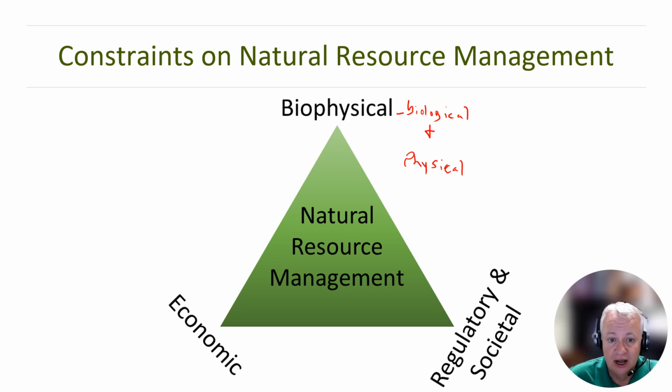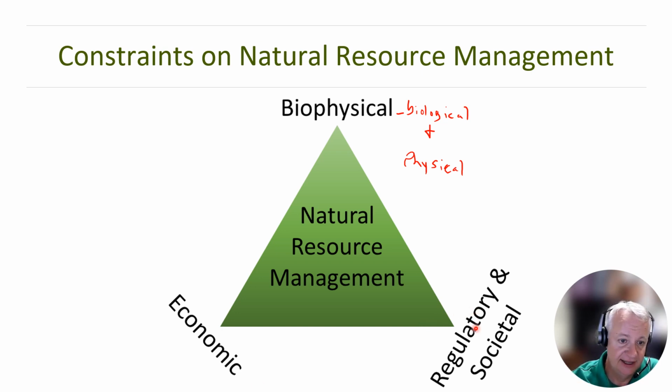Physical constraints are usually things related to, for instance, climate. So the climate is going to limit our ability to do particular natural resource management activities. Now, the climate is changing all over the globe, so those physical constraints are likely to evolve and change in any particular location. And that's one of the big challenges of natural resource management right now, that some of those physical or climate constraints in any particular place are changing.